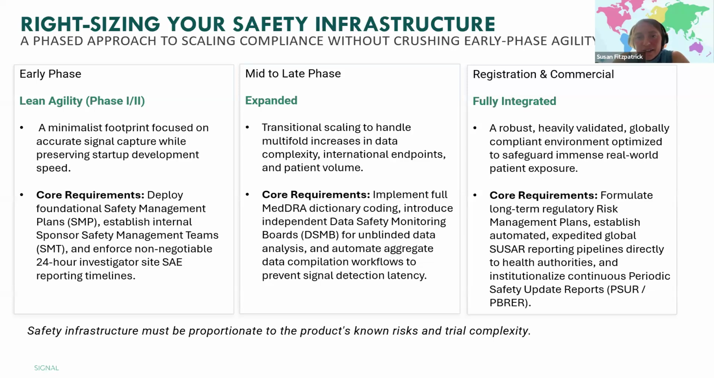In early stages, it's about building lean agility where we have core documents in place, well-defined processes for safety reporting. As we move into our phase 2 and our phase 3 trials, we transition into an expanded framework where we're intaking cases into our safety database. We're updating our aggregate reports and our investigator brochures. We have in place then our governance committees.